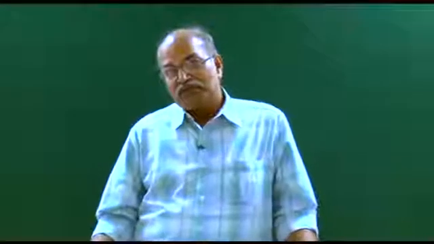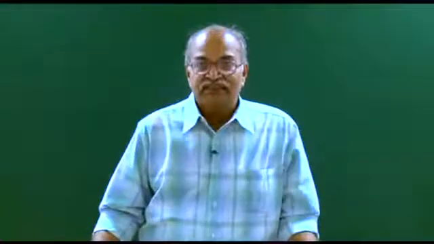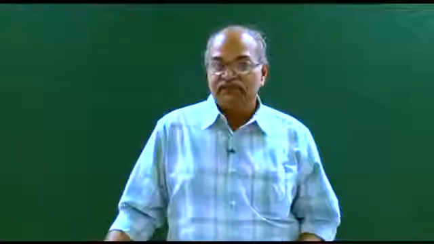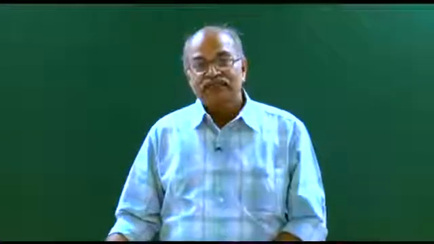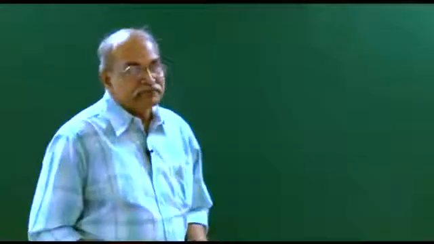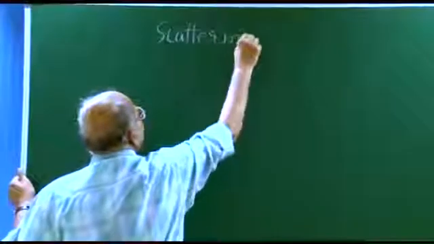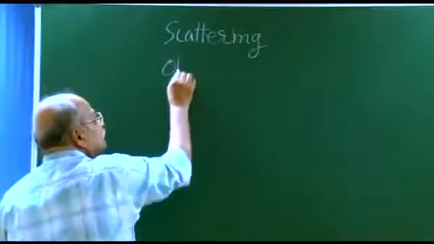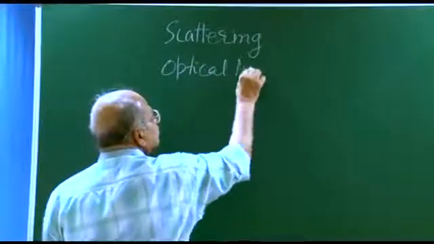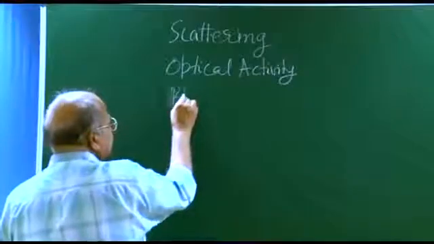So we were talking about wave aspects of light. I talked about interference, diffraction, and then polarization of light. There are some more things which I want to talk about in this chapter, and today we will be doing three topics. One is scattering of light, other is optical activity, and the third is birefringence.